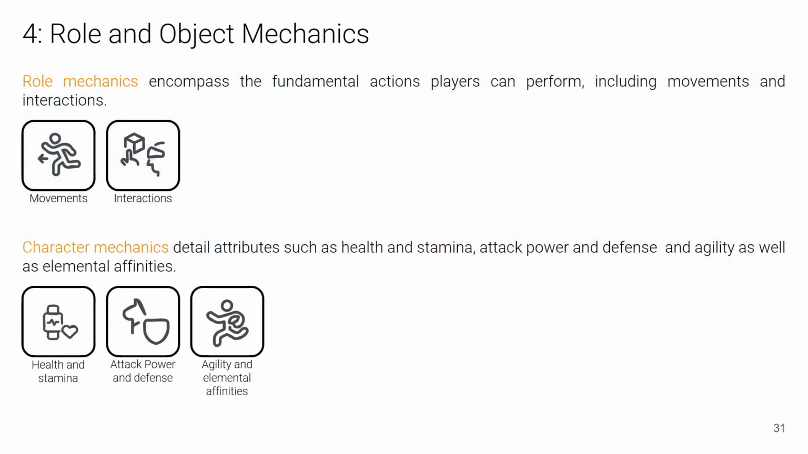Character mechanics detail attributes such as health and stamina, attack power and defense, and agility, as well as elemental affinities. Health and stamina determine a character's endurance and ability to perform actions over time. Attack power and defense influence how much damage is dealt or resisted in combat. Agility affects movement speed, evasion, and reaction time. And elemental affinities define strengths or weaknesses against specific elemental forces like fire, ice, or lightning.